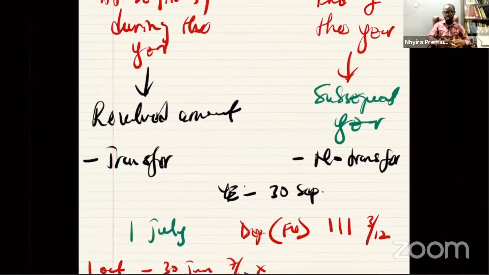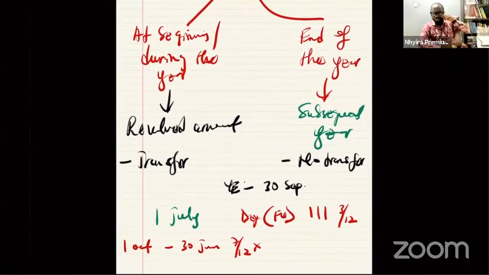So if the revaluation is done during the year, two depreciations will be calculated. One will be calculated in respect of the carrying amount from the start of the year till the date the revaluation was done. Then after the date the revaluation was done, we will use the revalued amount to calculate the depreciation, taking into consideration the number of periods.